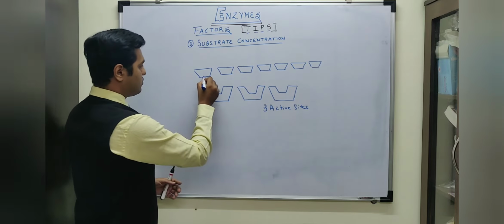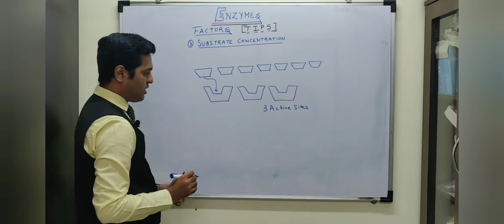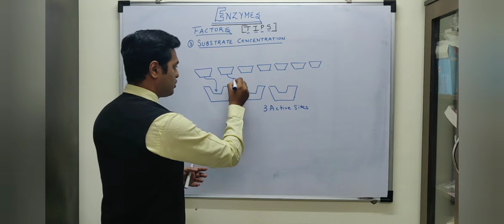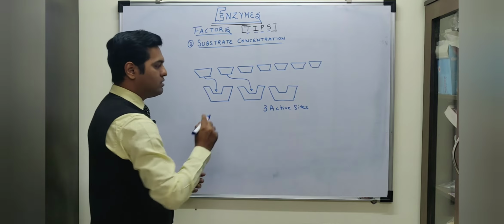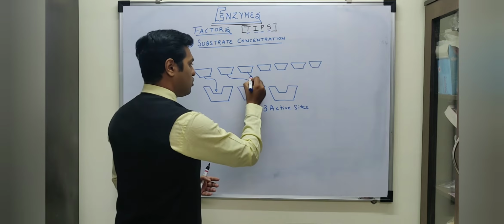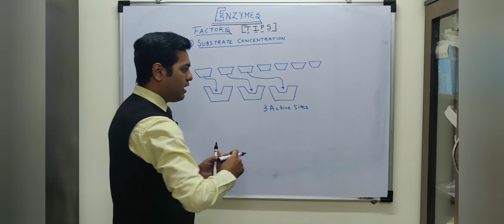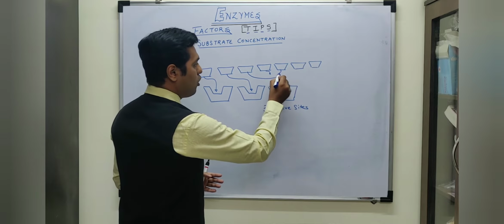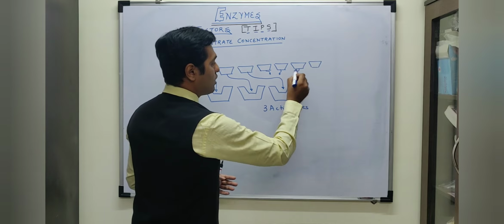So the first substrate binds with the enzyme's active site and the rate of reaction is going to increase. As substrate concentration further increases, it can bind with another enzyme's active site and the rate of reaction further increases. Substrate concentration और further बढ़ेगा, enzyme activity increases. Substrate concentration और बढ़ रहा है, no effect, और बढ़ रहा है, no effect.